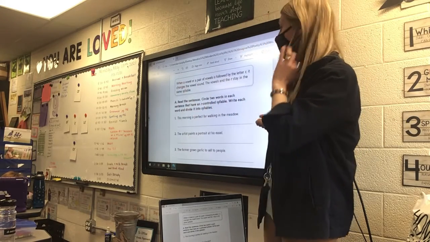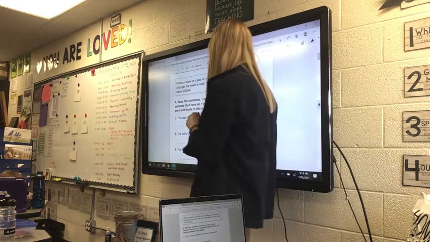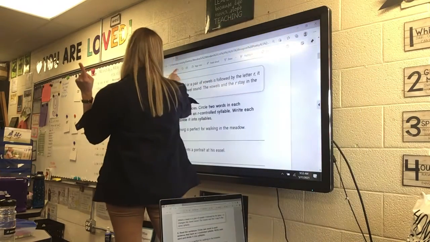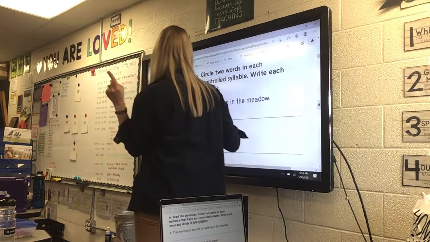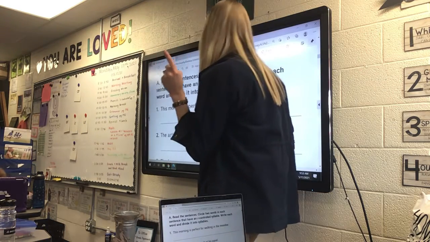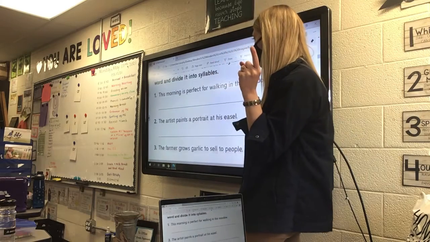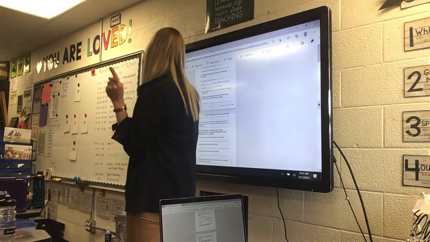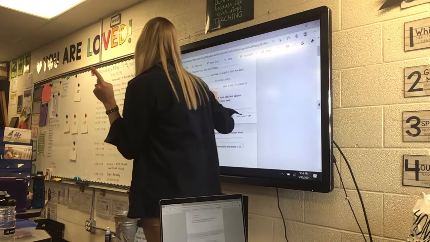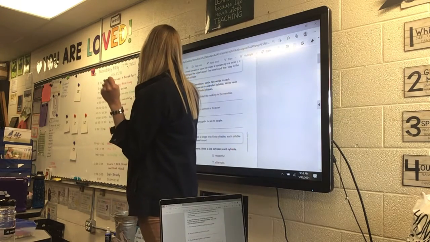We are going to read the sentences as a second grade class. And we're going to circle there are two words in each sentence that have the R-controlled syllable. Write each word and divide it into syllables. So we're going to do two things. We're going to write the word, and then we're going to divide the word. Okay? All right, so number one, put your finger on the word this.